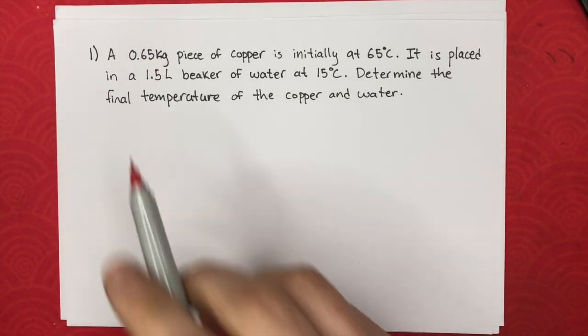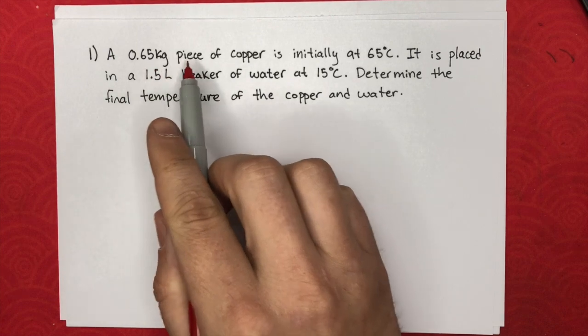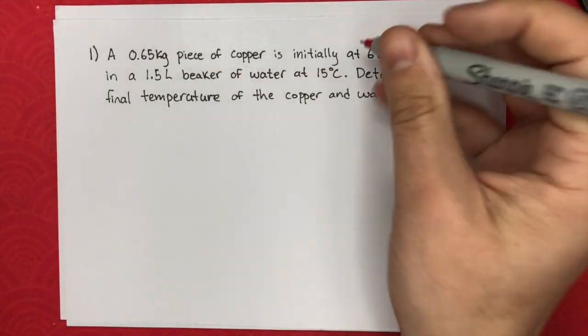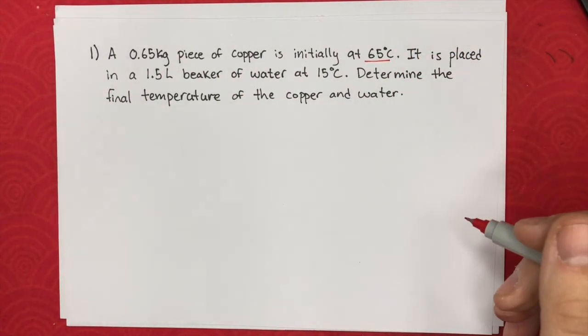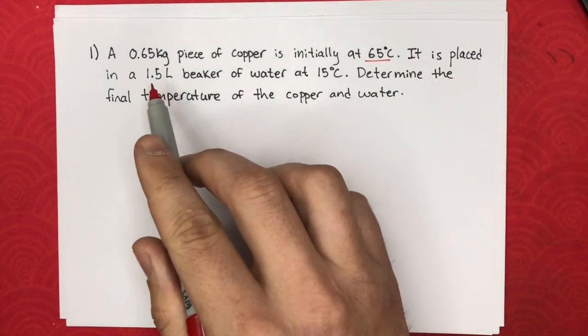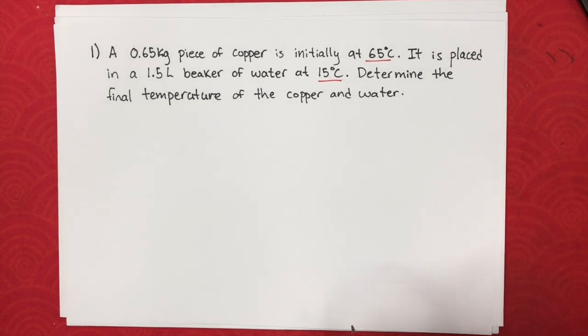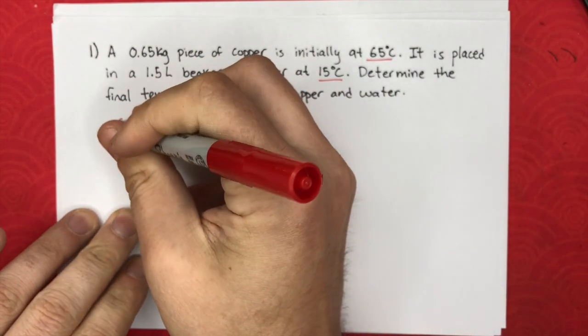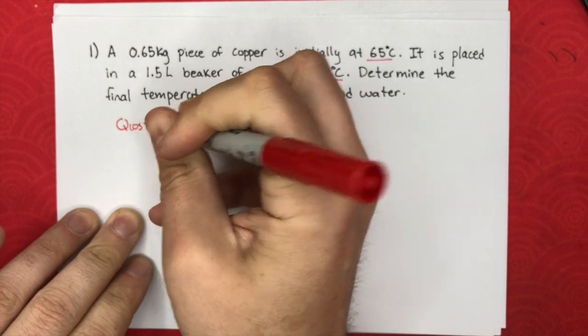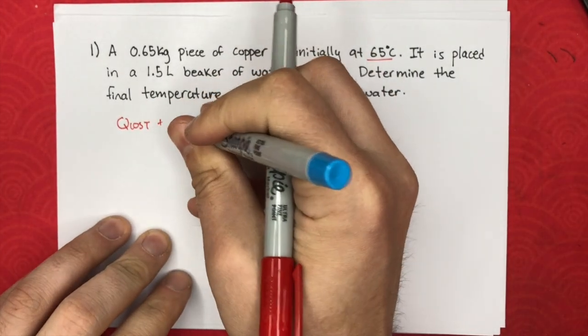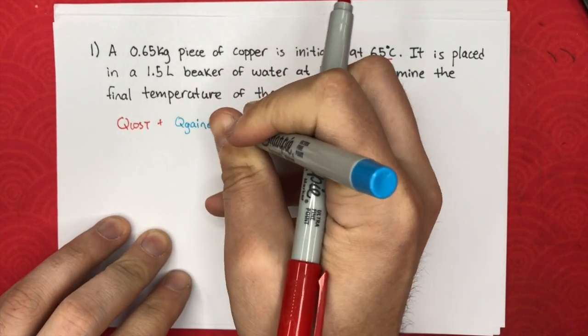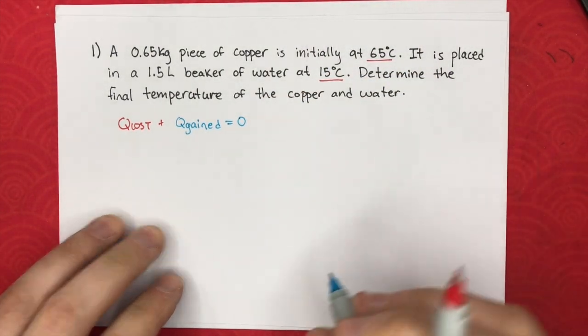This question states a 0.65 kilogram piece of copper is initially at 65 degrees Celsius. This is going to be our hot object for this question. It is placed inside a 1.5 liter beaker of water at 15 degrees Celsius. Determine the final temperature of the copper and the water. So the first thing that we're going to do is write down our equation for heat transfer. That's going to say that the Q lost plus the Q gained is equal to 0, okay?